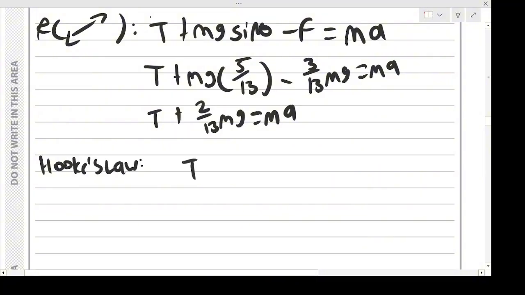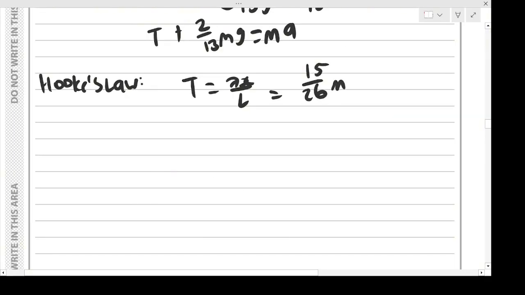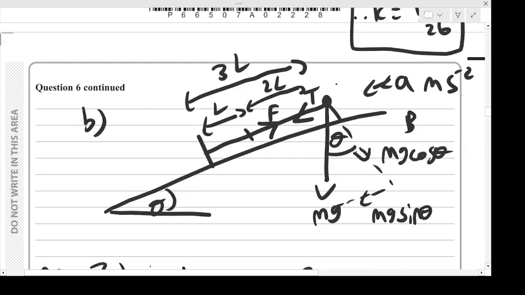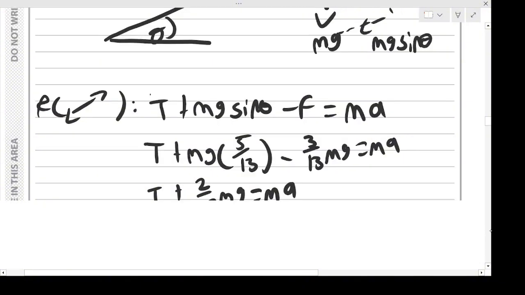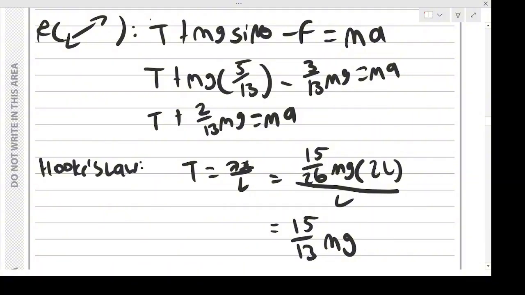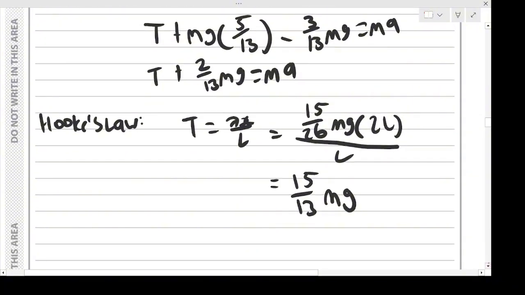So remember that says that T is lambda x over L. So lambda is 15/26 mg. Then for x, what's my extension here? Well, hopefully you can see here where the extension is 2L, right? Because the total length is 3L, the natural length is L. So we've been stretched by 2L. So x is 2L. And then the natural length L. And so that will simplify to 15/13 mg. Okay. And that's my tension force.